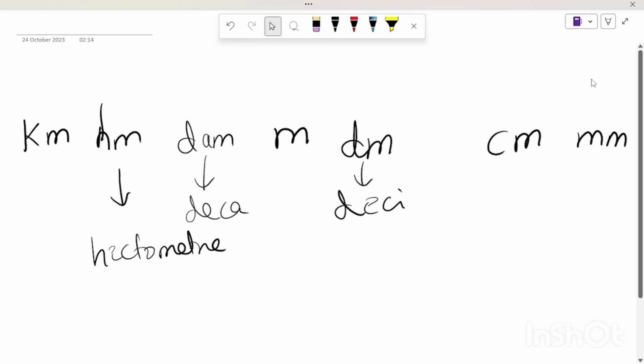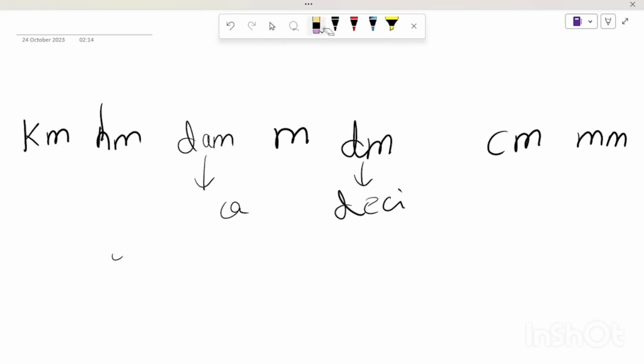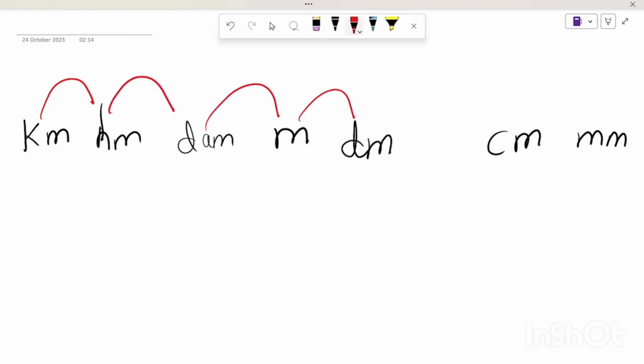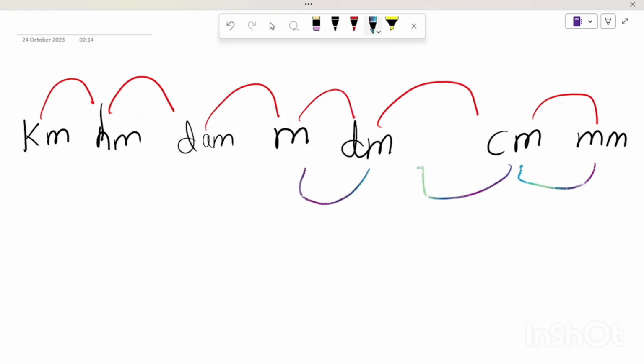So how are we going to understand that? For better understanding, let me just erase these. Now we are going to change the color of the pen. Always understand, when we are going from a bigger unit to a smaller unit, we multiply. But before that, we are going to make all these jumps in between the various units. It will go like this. Now, always remember, all these jumps constitute 10.